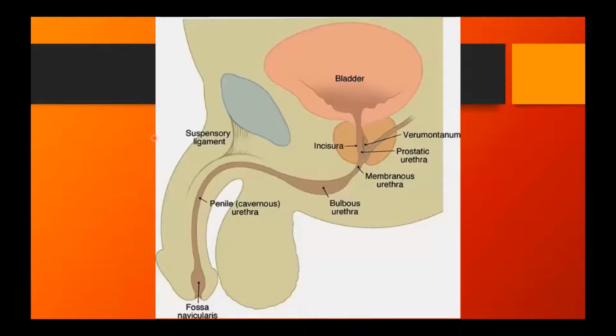So you can see here, this is the dilated part. This is the intrabulbar fossa, and here is the navicular fossa near the tip of the glans penis. Inside the glans penis we have the navicular fossa, and in the bulbous part we have the intrabulbar fossa. So this dilatation is towards the floor as well as the sides, and this dilatation is towards the roof as well as the sides.